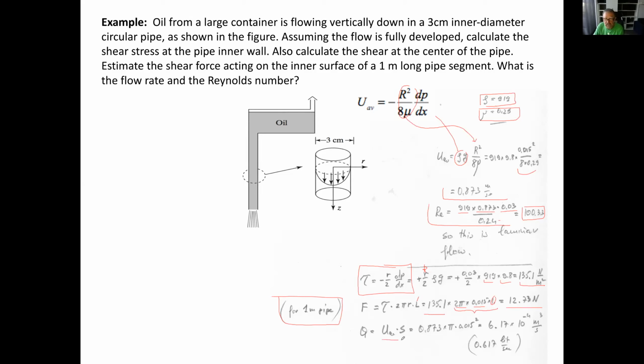And how much is the flow rate? Average velocity times the area, pi r squared, that's the area. We take the average velocity from here. And then this is the flow rate, so it's 0.6 liters. A liter is 10 to the minus 3 of a cubic meter. It has 4 minus 4 here, so we move the point. So that is the result.